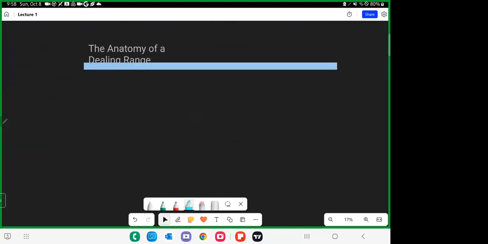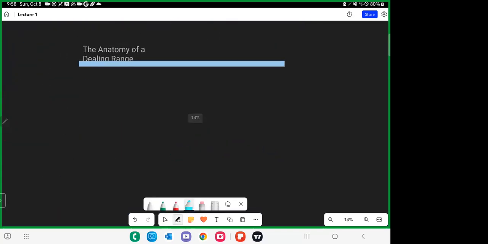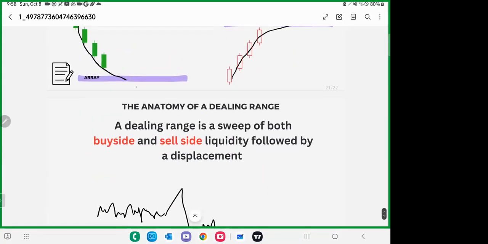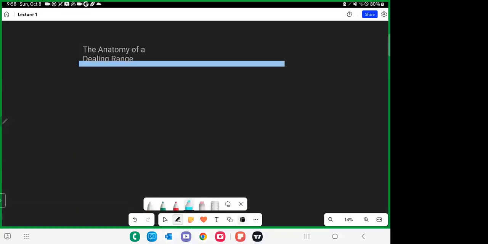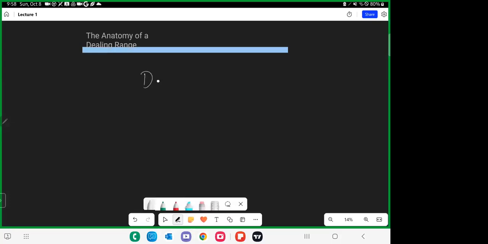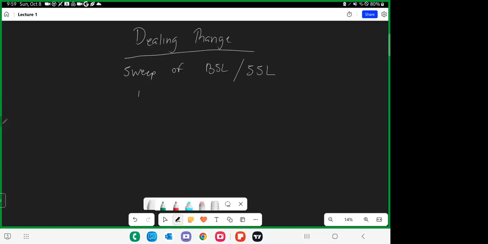Now, the whole basis of this lesson: everything that we just discussed is to bring you into understanding the anatomy of a dealing range. And a dealing range is a suite of both buy side and sell side liquidity, followed by displacement. Okay. So, dealing range. A sweep of buy side liquidity and sell side liquidity, followed by displacement or speed.